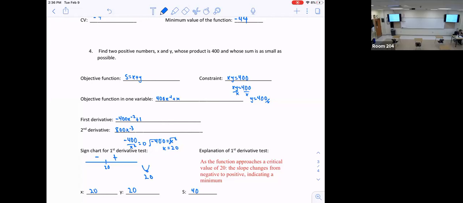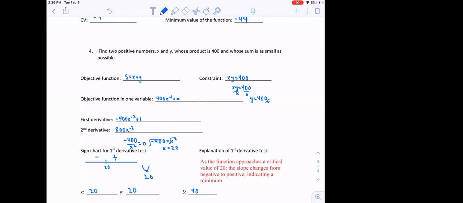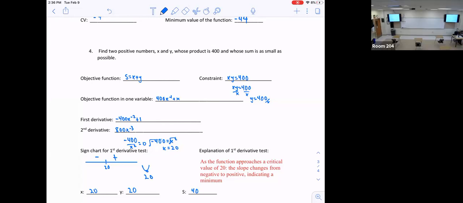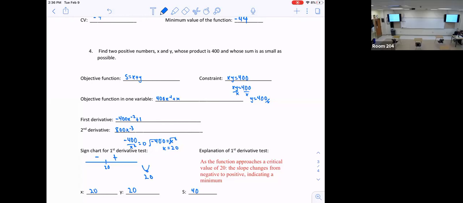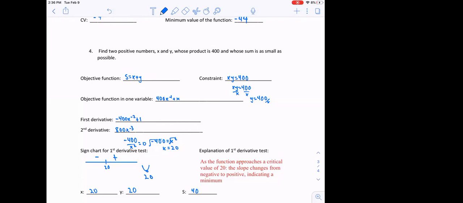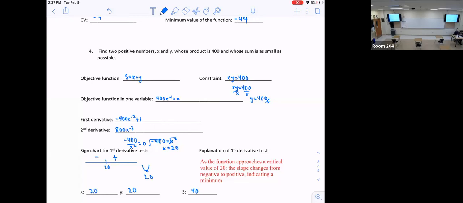And then you can do your sign chart. I plugged in for 0, which would give a negative answer. Or I plugged in for 1, actually, which would give a negative answer. And then I plugged in for 40, which would give a positive answer. Therefore, it would be a minimum.